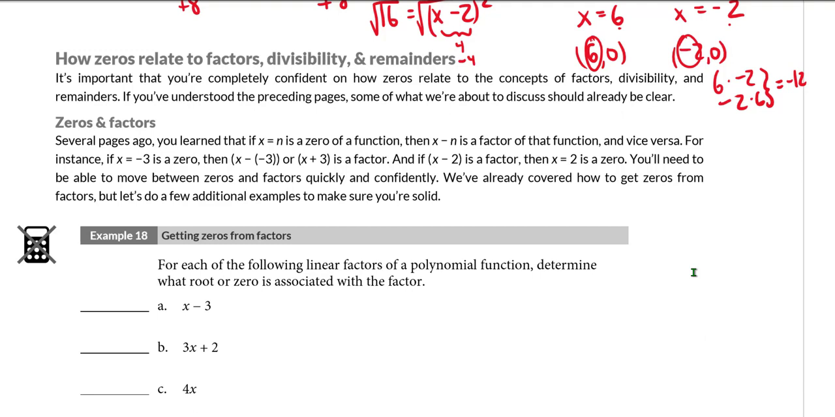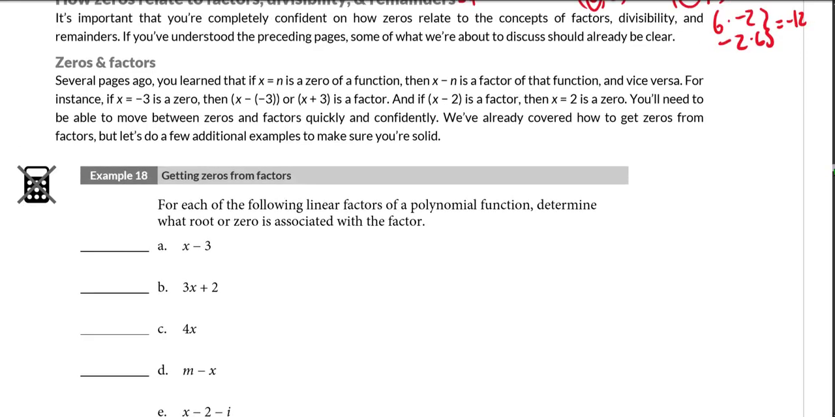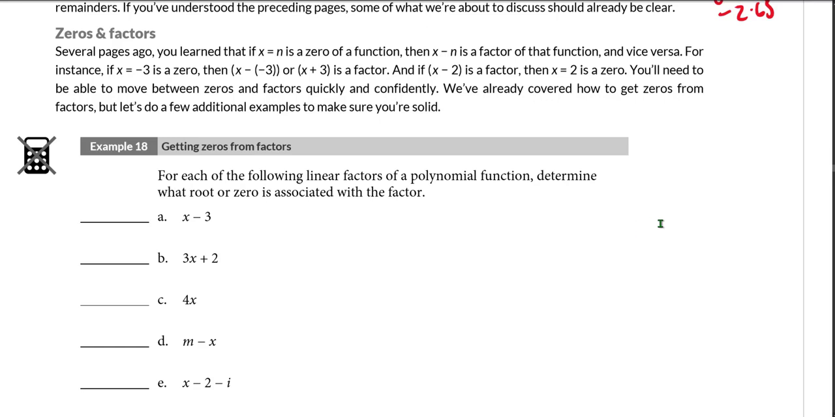First, let's talk about how zeros and factors relate. We have done a little bit of work on this already. When it comes to zeros and factors, we already know how we get from a zero to a factor. We went through a couple of methods of doing so. We talked about the simple case when we have something like x minus 2. We said that we can just take the opposite of the item that is in this position. So if x minus 2 is a factor, then x equals 2 is a 0.